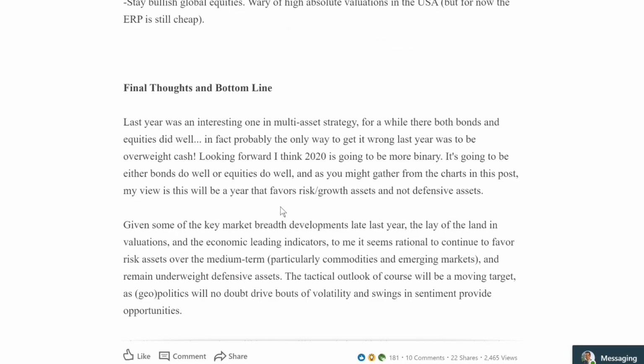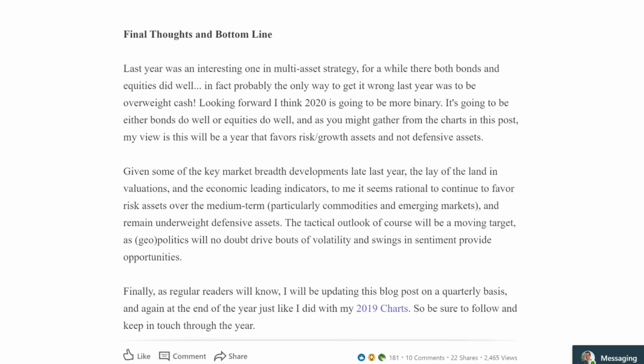So, final thoughts and bottom line. I might just read this out to you, and if I think of anything extra, I'll pop it in. Here we go. Last year was an interesting one in multi-asset strategy. For a while there, both bonds and equities did well. In fact, probably the only way to get it wrong last year was to be overweight cash.